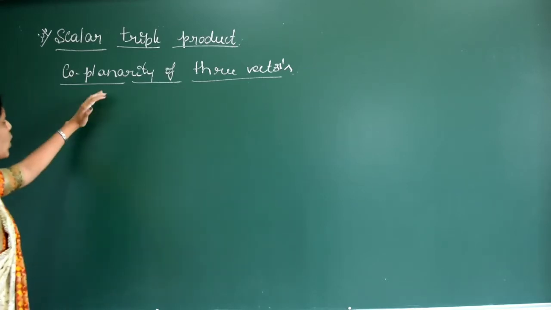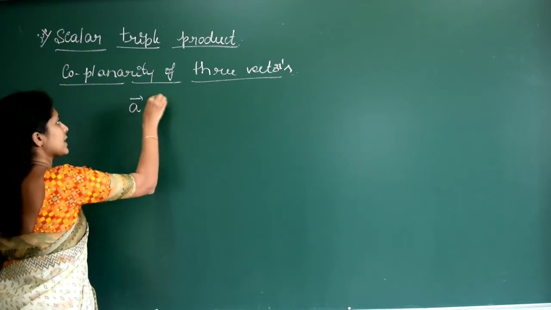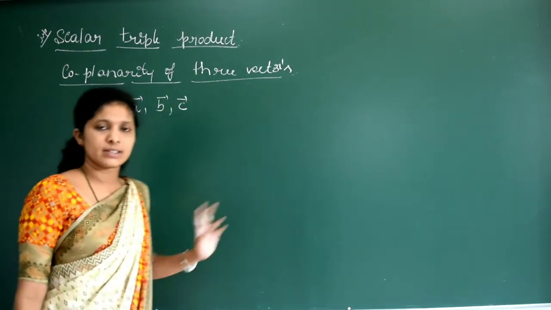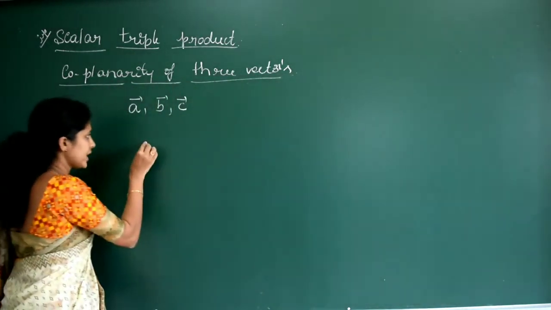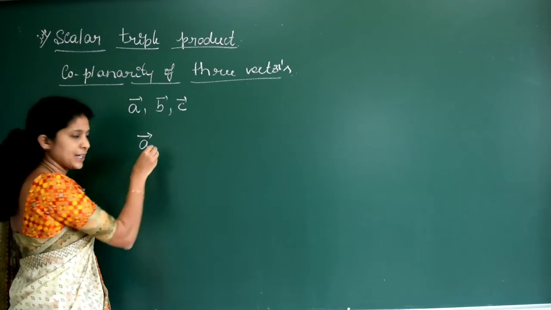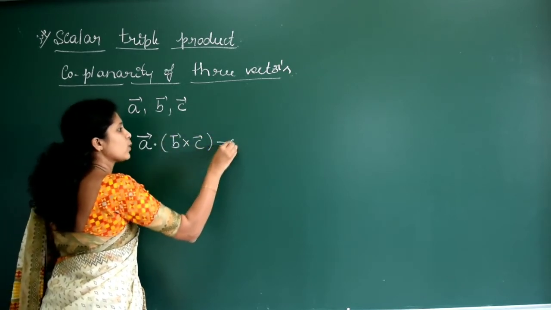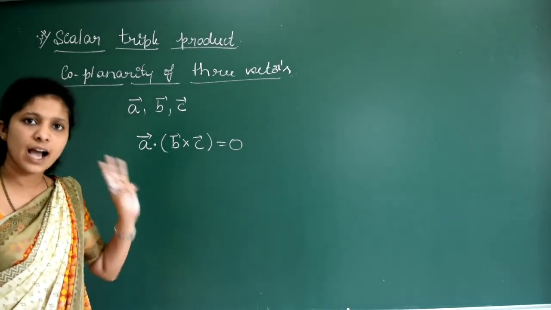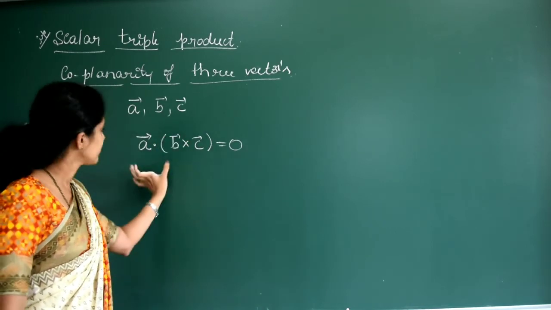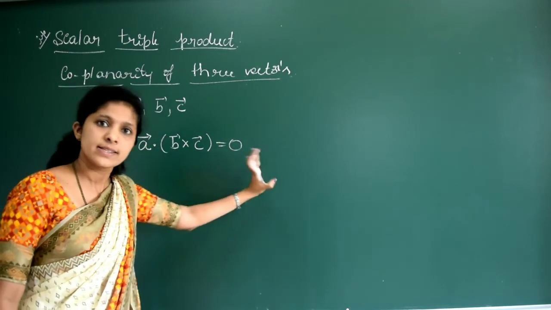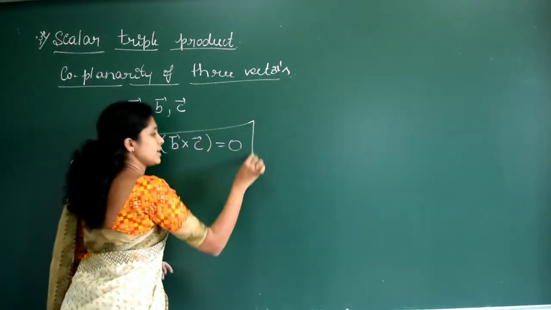An important concept, coplanarity of three vectors. Let us consider the three vectors A vector, B vector, C vector. They are coplanar, which means they lie on the same plane or they are parallel. Then the scalar triple product, A vector dot B vector cross C vector, is always equal to 0. If any three vectors are coplanar, nothing but they are parallel or they lie on the same plane, then the scalar triple product of this will be equal to 0. Let us prove this one. Actually proof is not necessary, just remembering this formula is enough.